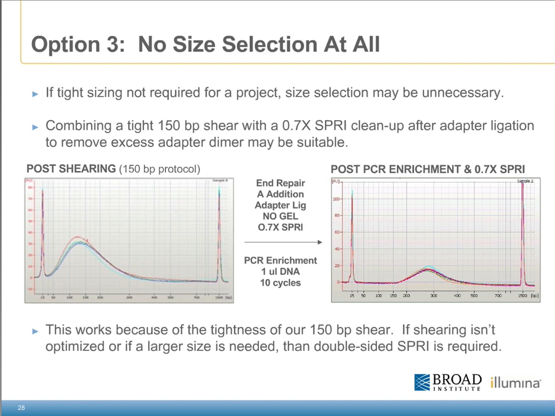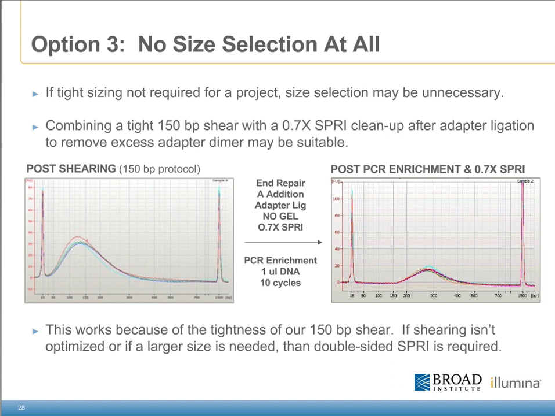Some examples are shown in these 2 Agilent profiles. The first profile is the 150 base pair shear. This is the Agilent post-shearing. Then we took the entire volume through N-repair, A-addition, and adapter ligation. We didn't do a gel, but we did a 0.7x SPRI. And then we took 1 microliter of that 30 microliter SPRI elution and did 10 cycles of PCR. And these here are the resulting Agilent curves from that.